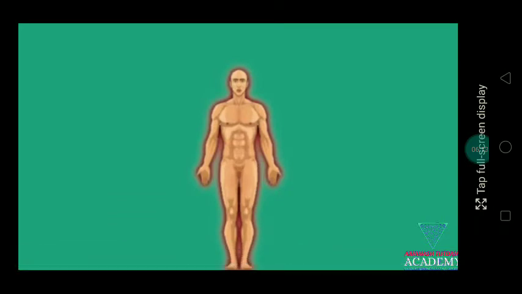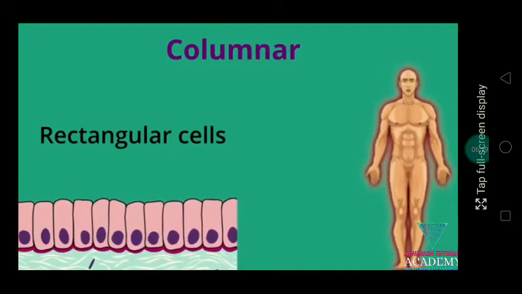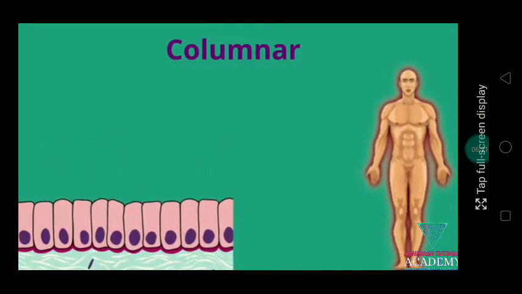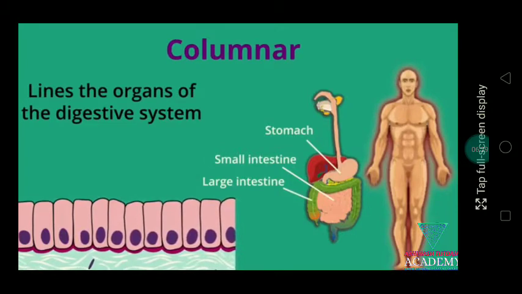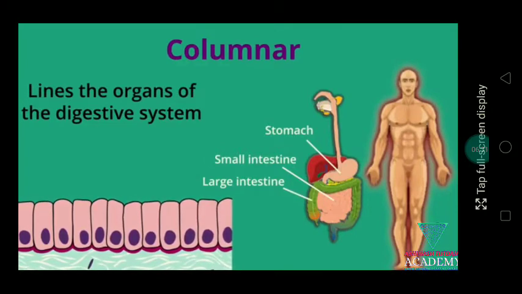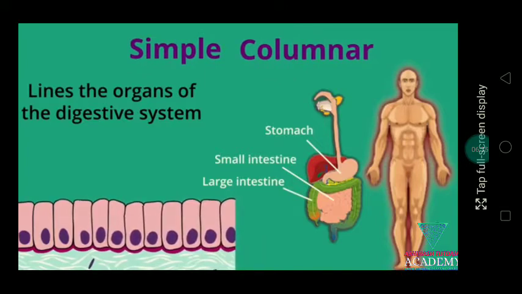Lastly, let's talk about the tissue which has rectangular cells, also called columnar epithelium. So columnar epithelium lines the organs of our digestive system, like the stomach, small intestine, and large intestine. Like you can see here, the insides of our digestive system have simple columnar epithelium.